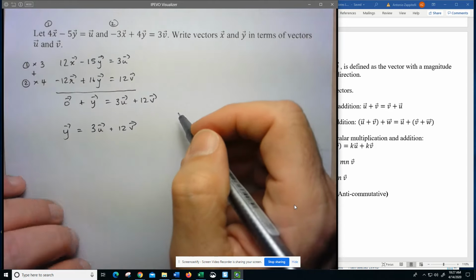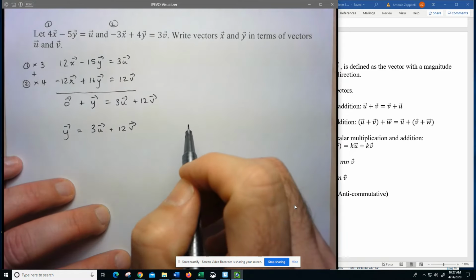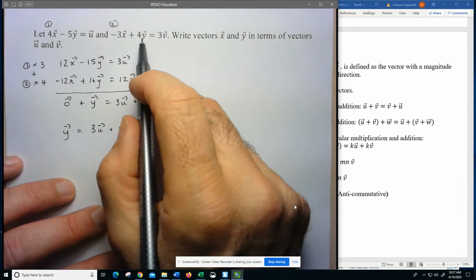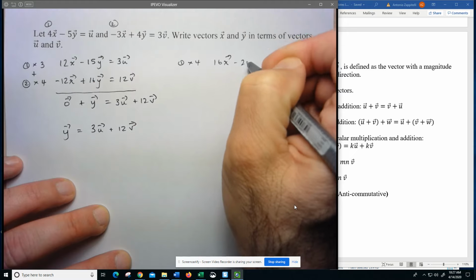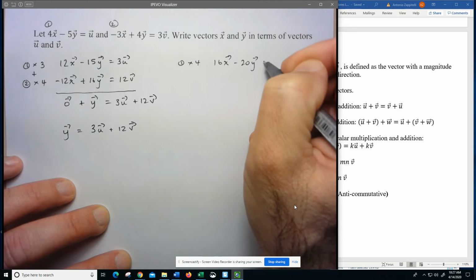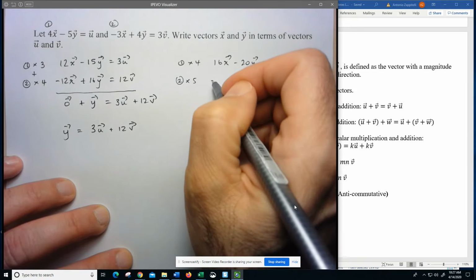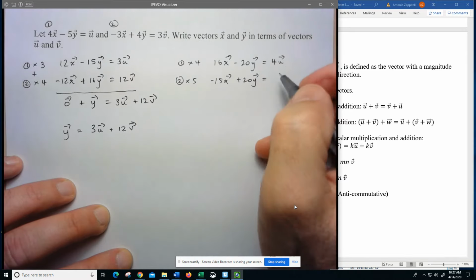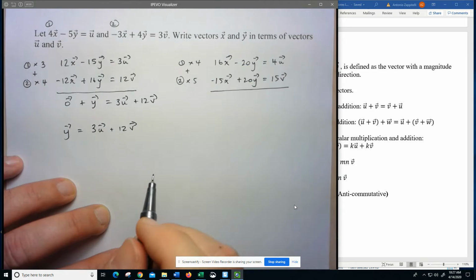And I can do something similar to eliminate vector y in order to write x in terms of the other two. So let's do that here. If I want to eliminate the y's, I'll multiply equation 1 by 4, so 1 times 4 gives me 16x minus 20y equals 4u. And then I'll do the same with equation 2, except now I'll multiply by 5. So we have negative 15x plus 20y equals 15v. And again, I'm going to add these two vectors.